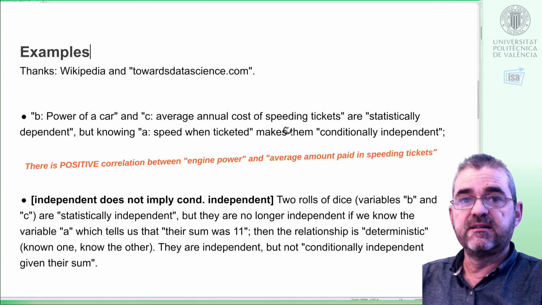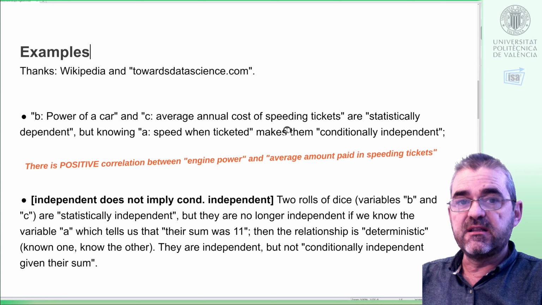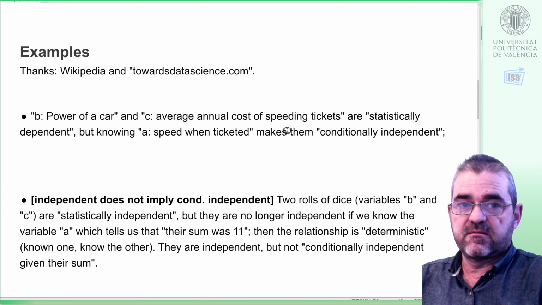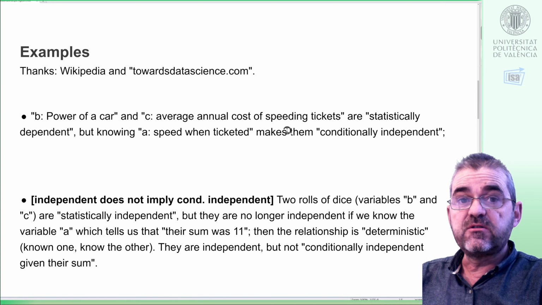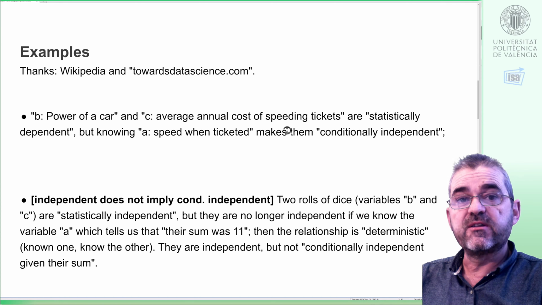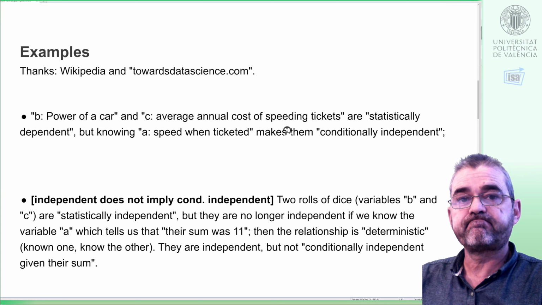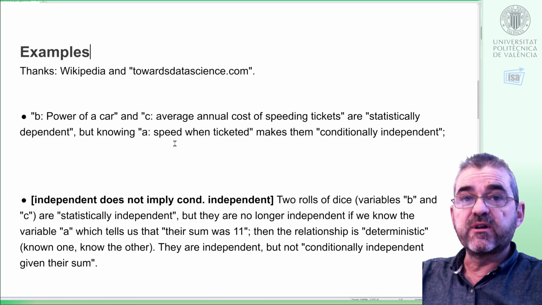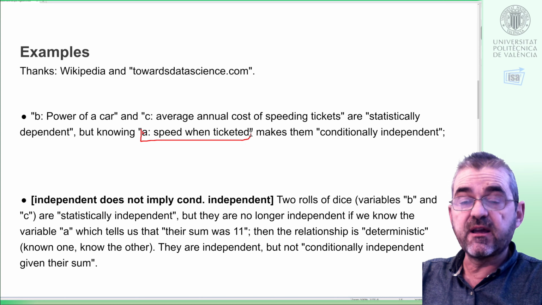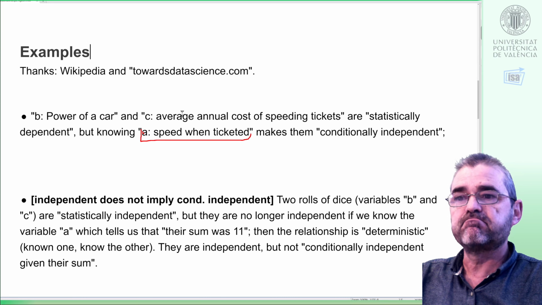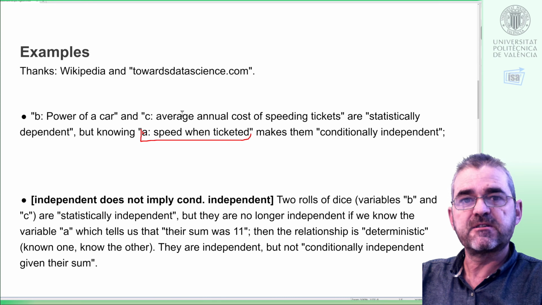So B and C are not statistically independent, they are dependent. So we need to look further to try to address the nature of that dependence. Then someone hints that maybe speed when ticketed has some role in the explanation of this statistical relation between B and C. Aha. Is it true?